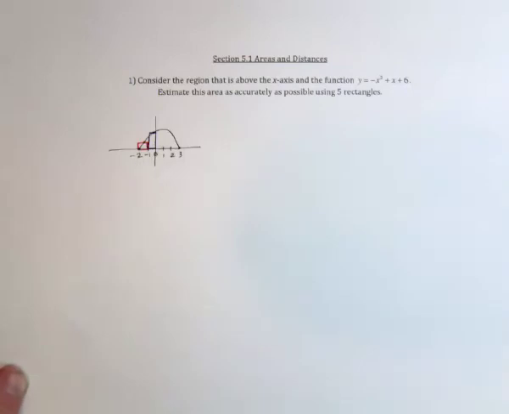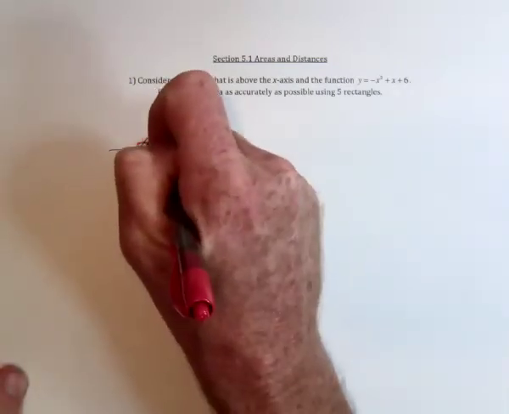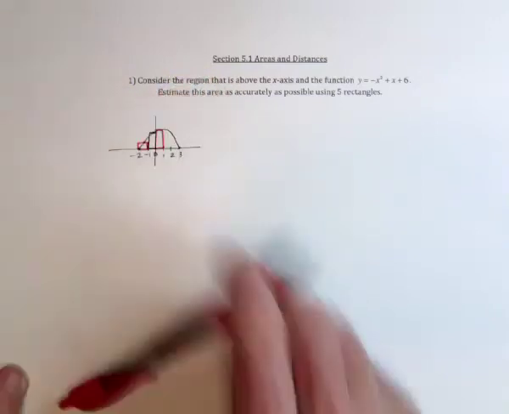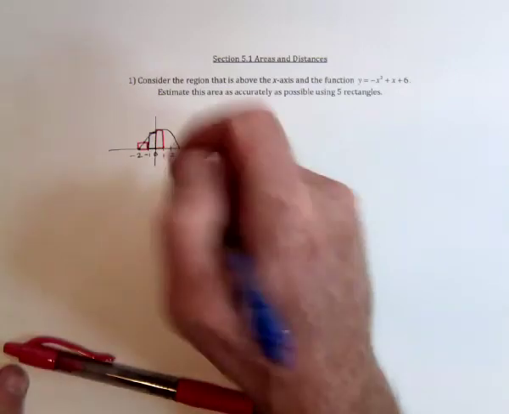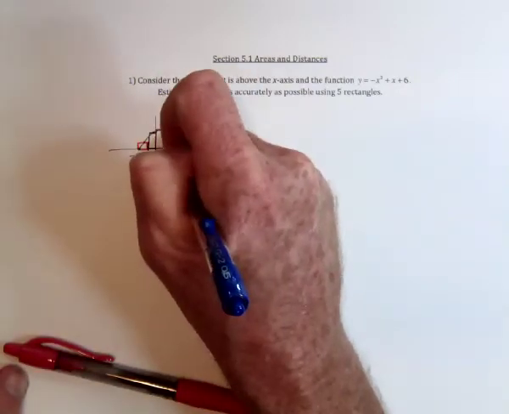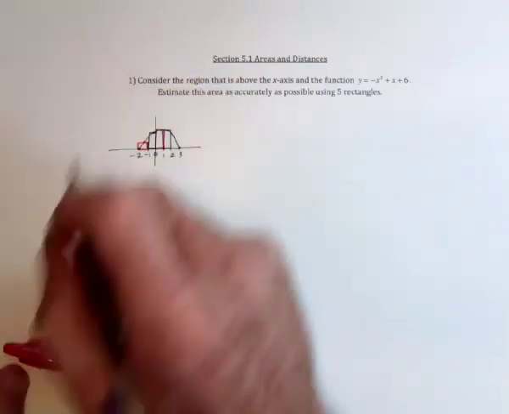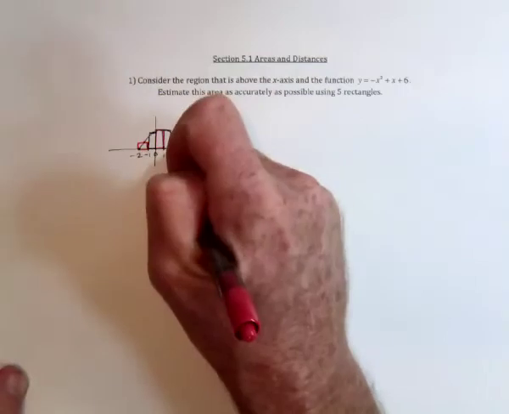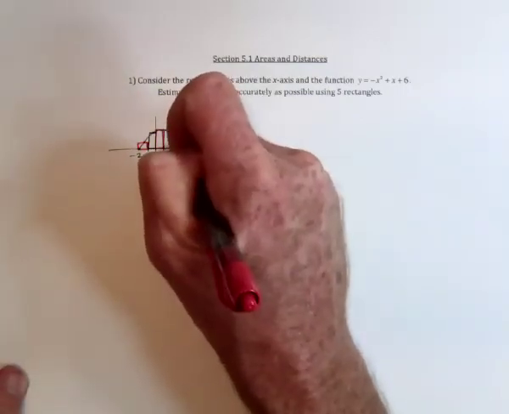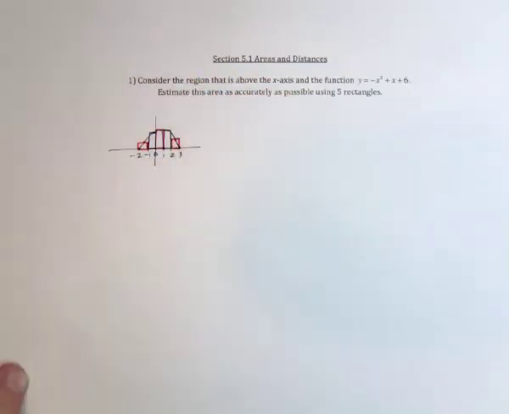And then the next one would be, take 0.5 and go up to that height. And then 1.5, go up to the parabola. And then finally at 2.5, go up to the height of the parabola. And there's our 5 rectangles.